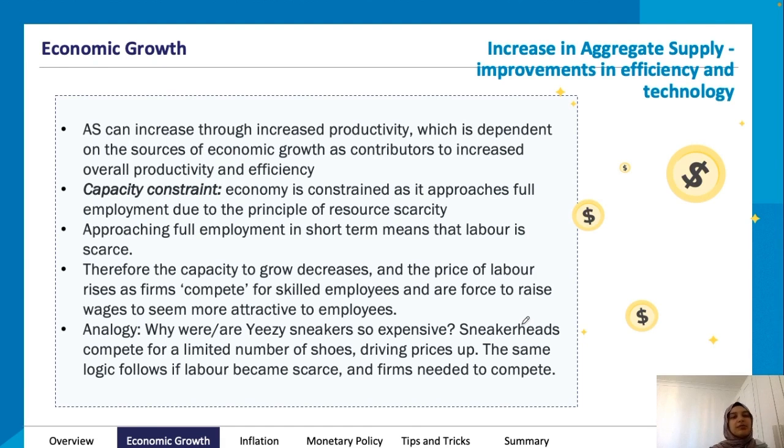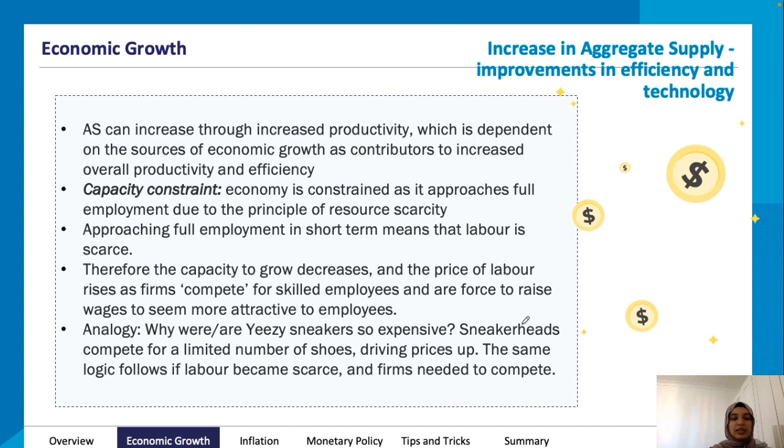Right, so if you think back to the first thing you learned in year 11, it's the economic problem. We have unlimited wants, but we have limited resources. So there's a scarce amount of resources, but an unlimited amount of wants. So we need to choose which wants to satisfy with our limited resources. So approaching full employment in the short term means that labor is scarce. Okay? So, therefore, the capacity to grow decreases and the price of labor rises as firms compete for skilled employees and are forced to raise wages which seem more attractive to employees.